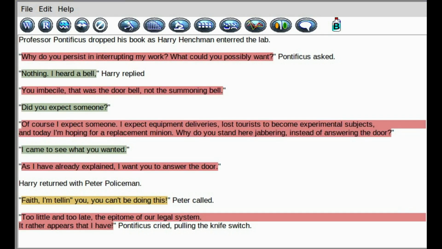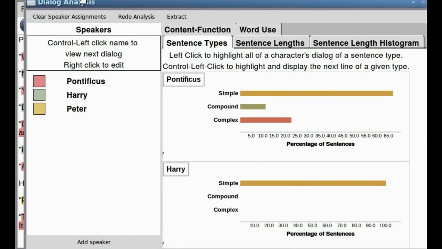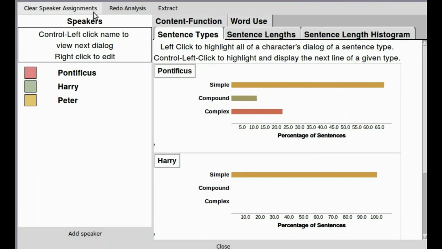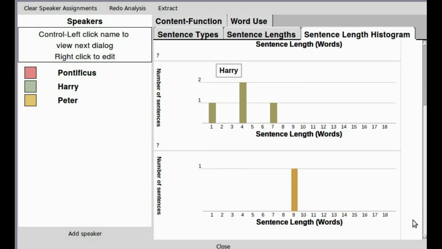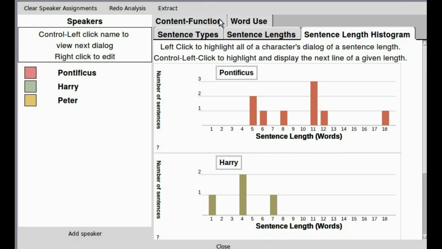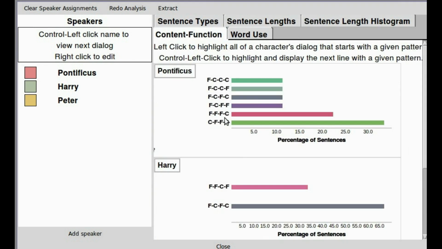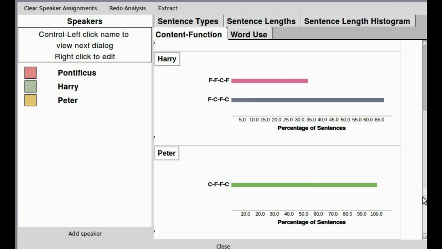When we look at the sentence types, we see that Pontificus is now using a lot of complex and compound sentences, while Harry Henchman is just using simple sentences. When we look at sentence lengths, we see that Pontificus is now using large sentences, Harry the Henchman is using mostly short sentences, and Peter Policeman comes in between the two. When we look at the content function analysis, we see that Pontificus now starts most of his sentences with a content word, an emphasized word. Harry Henchman starts most of his with a functional word, and Peter the Policeman starts his with fate, a content word which is also an expletive.